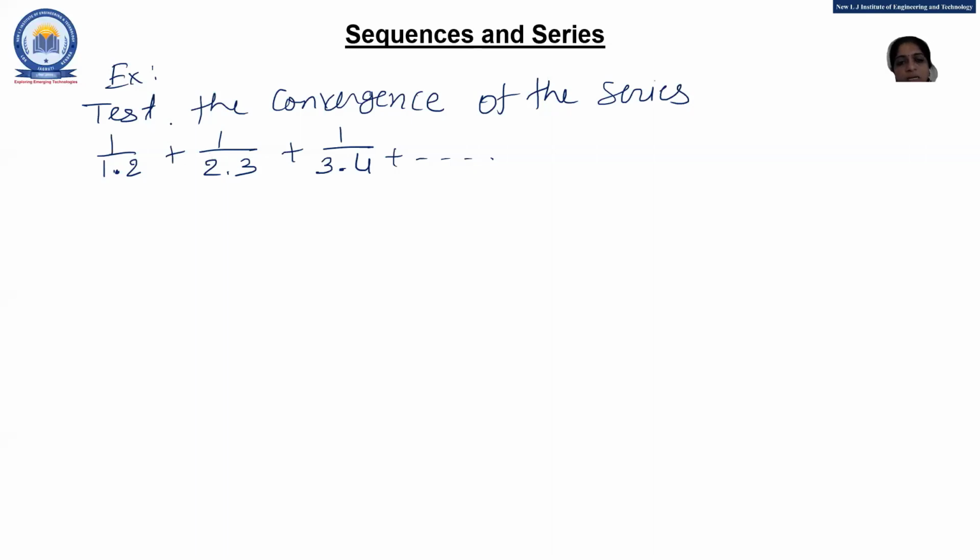Okay, so you can clearly check that the given series is not a geometric series, because it is clearly shown that the ratio between two consecutive terms is not equal here, right? So you have to start your solution.